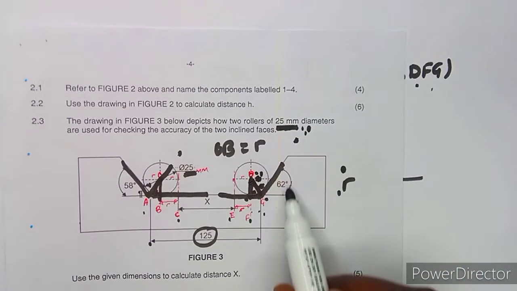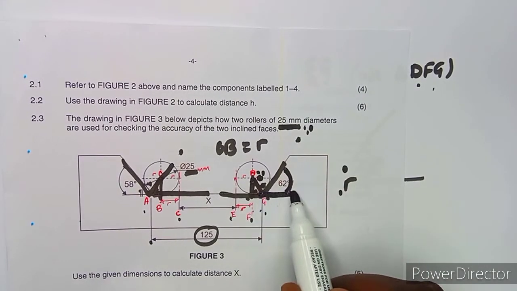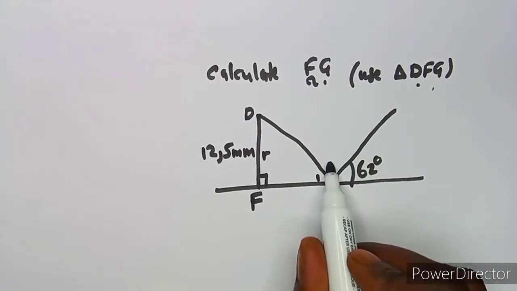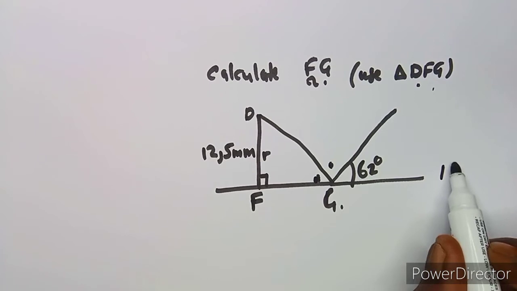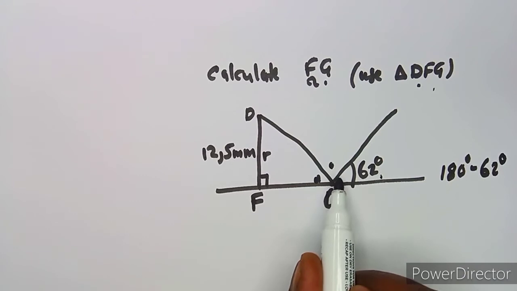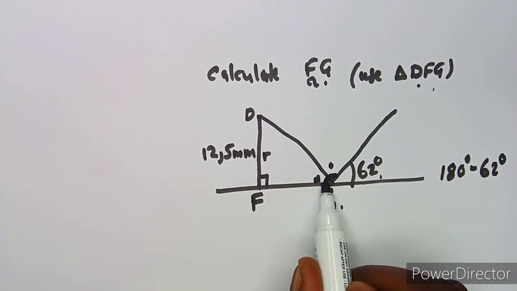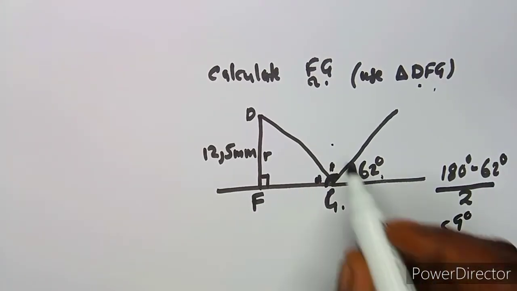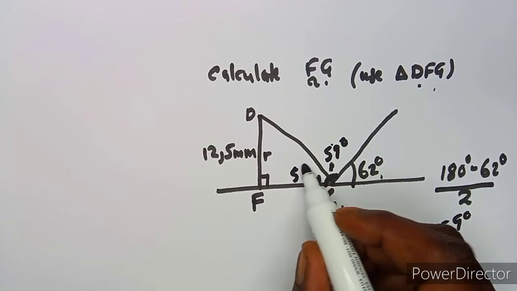Okay, then this angle is on a straight line with these two angles which are equal. So we are going to use the same concept to find this angle. We are just going to subtract this angle from 180. Now we have got this whole angle, but these two are equal. So to find each of the angles, you divide by 2. That is going to give us something like 59. So this is going to be 59 degrees. So that will be 59 here, 59 here.